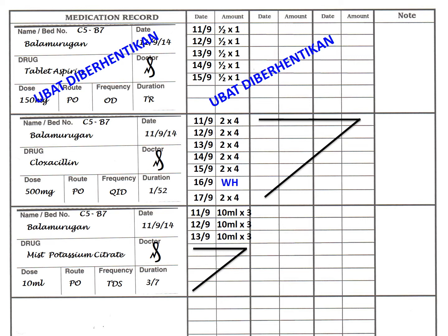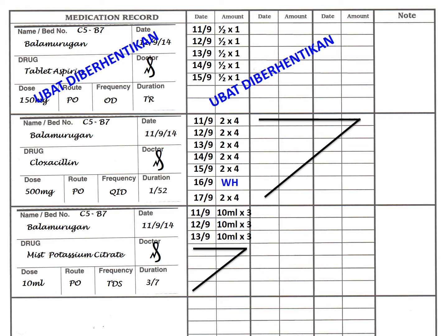And the second prescription is cloxacillin. Cloxacillin is an antibiotic and usually it will be prescribed for 1 week, right? You can see here the patient is given 2 times 4, which is, 1 strength of cloxacillin capsule is 250 mg. So we have to give for 500, we have to give 2 capsules, and it is given 4 times daily.